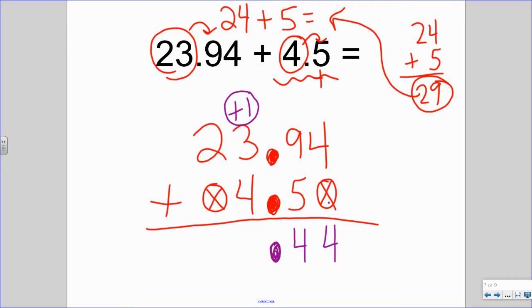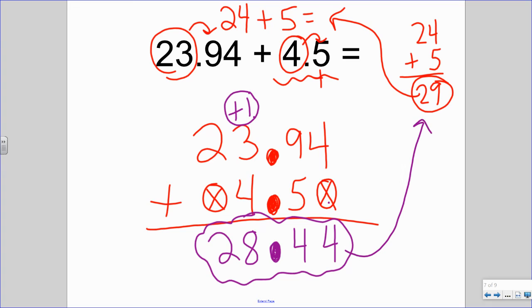I'm going to go ahead and put in my decimal point here. That will keep my place values as they are. Now I'm going to add my entire ones column. 1 plus 3 is 4, plus 4 more is 8, and 2 plus 0 is 2. And I get a final answer of 28 and 44 hundredths.